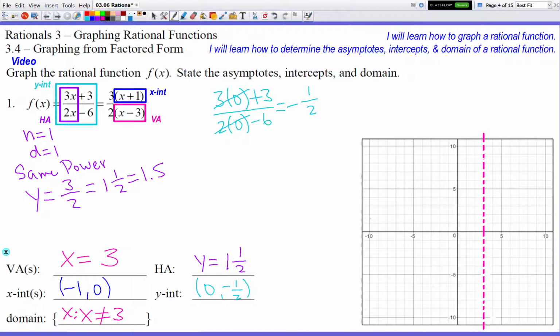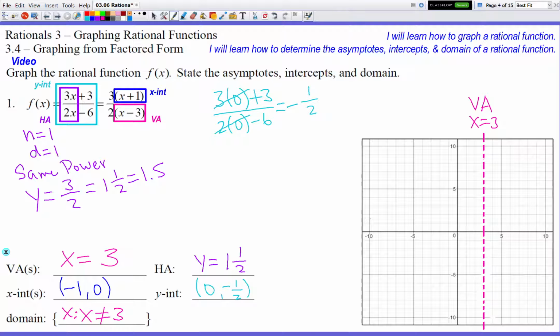Okay, and you also want to label what this dashed line is. So this is a VA. Oops, okay, this is too thick. Let's make it back to the thinner pen size. Okay, so this is my VA, and this is located at x equals 3.